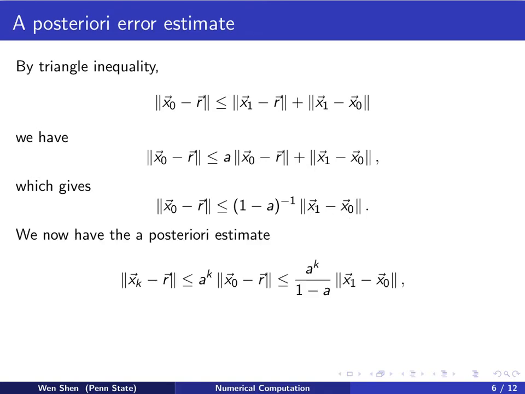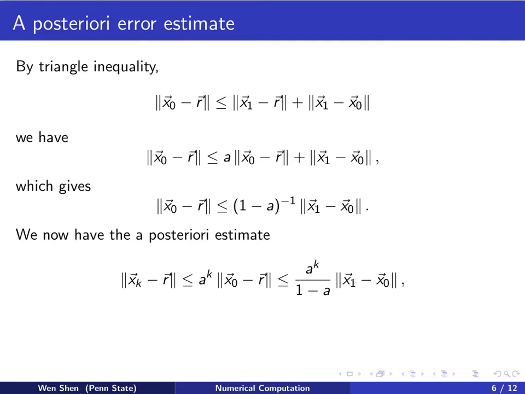We now have the following a posteriori estimate. After k iterations, the error xk minus r we know is bounded by a to the k times the initial error. And utilizing this formula, we have a to the k over 1 minus a times the distance between the initial guess and the result of the first iteration.